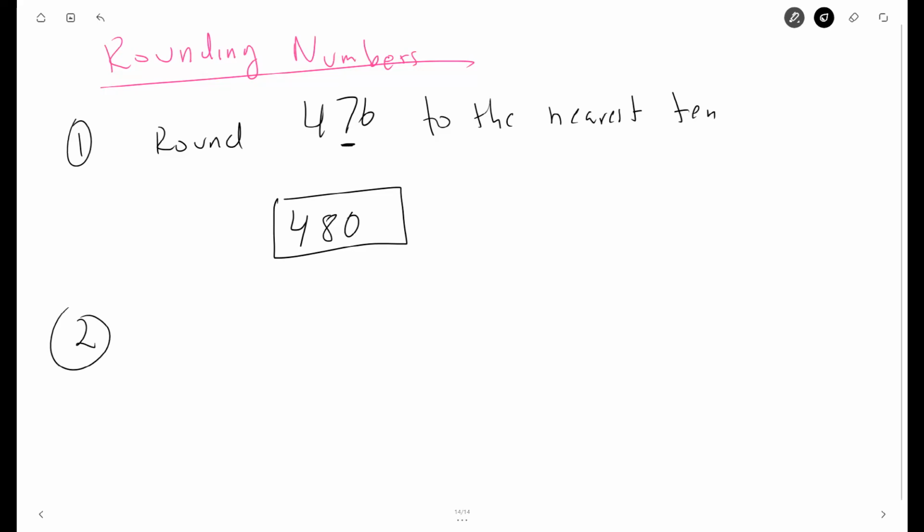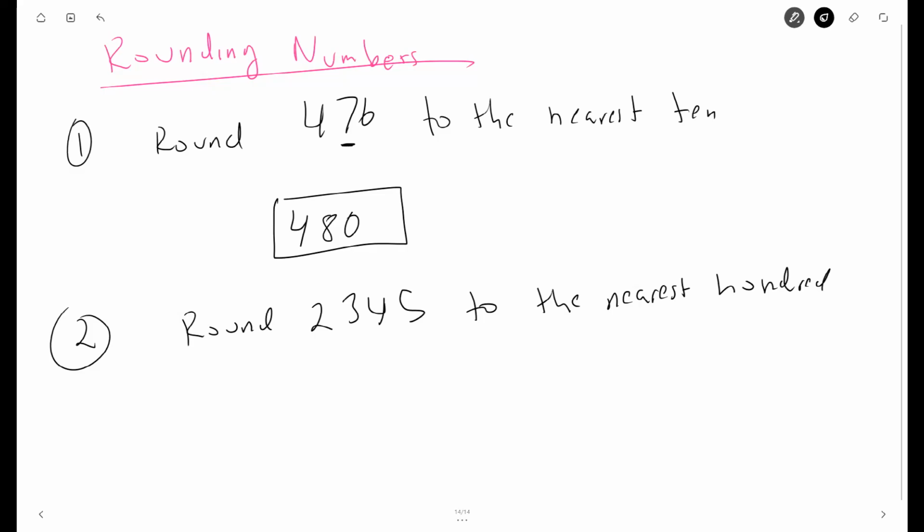Problem number 2, we're gonna round 2345 to the nearest 100. Okay, so first, this is 1, 10, 100. So we're here. The number to the right is 4, so that's less than 5. That means that we leave the number as 2, 3, and anything to the right of 3, we leave as 0.